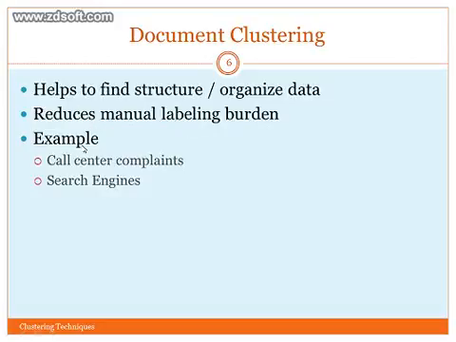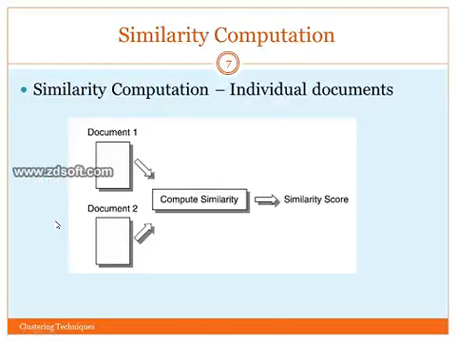Some of the examples where clustering is used are call center complaints. When complaints are coming from the call center, it may not be predetermined which particular class each belongs to, so we have to cluster based on the similarity between the complaints. And common search engines use clustering rather than classification because the labeling consumes more time if you go for classification. So this is how the similarity computation is happening.